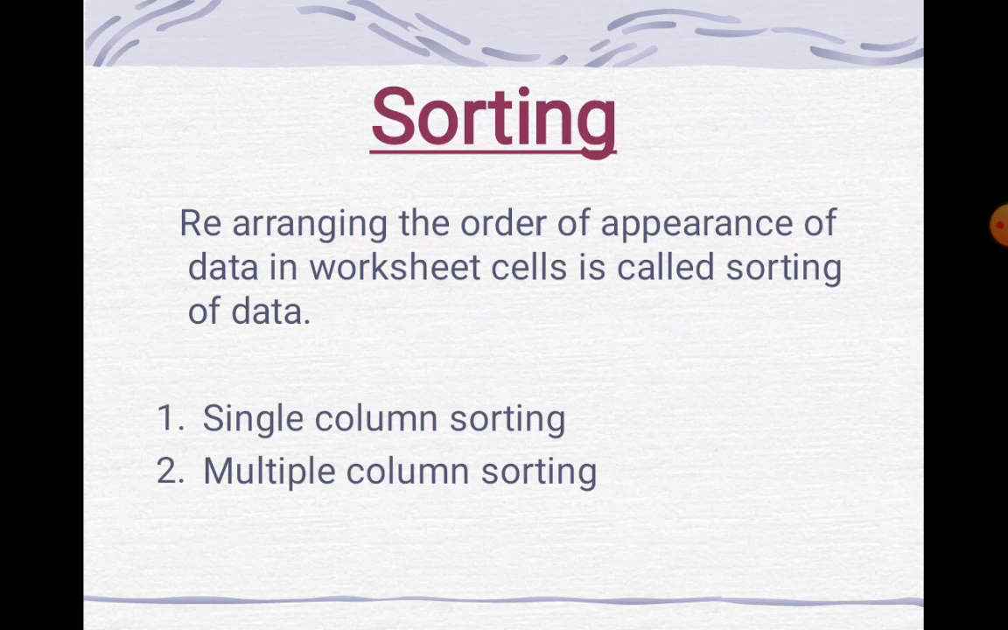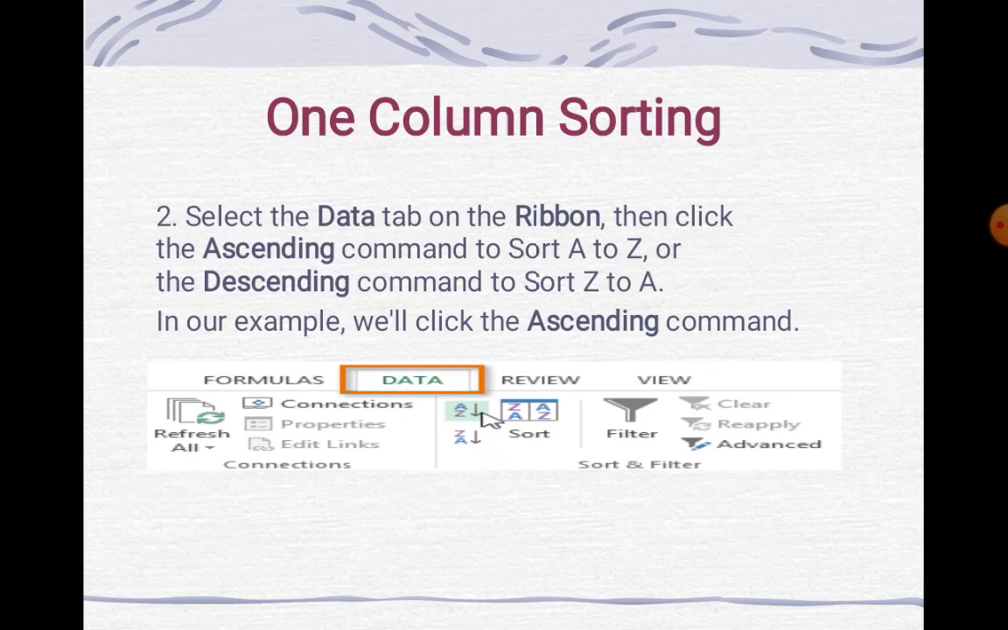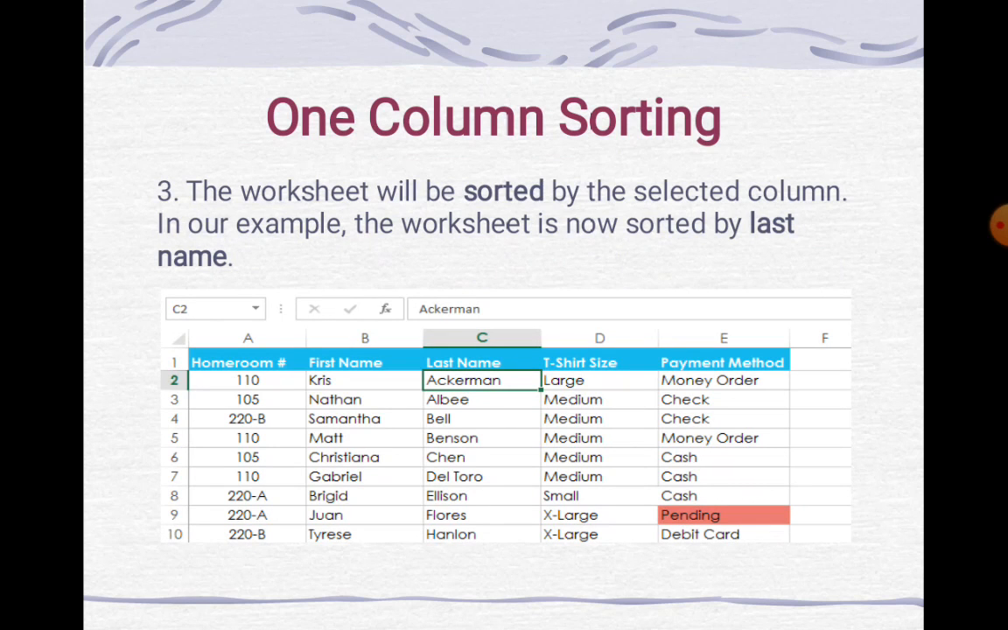Let's see what single column sorting is and how we can do it. Select a cell in the column you want to sort by. In our example, we will select cell C2. Select the Data tab on the ribbon, then click the ascending command to sort A to Z, or the descending command to sort Z to A. In our example, we'll click the ascending command. The worksheet will be sorted by the selected column. In our example, the worksheet is now sorted by last name.